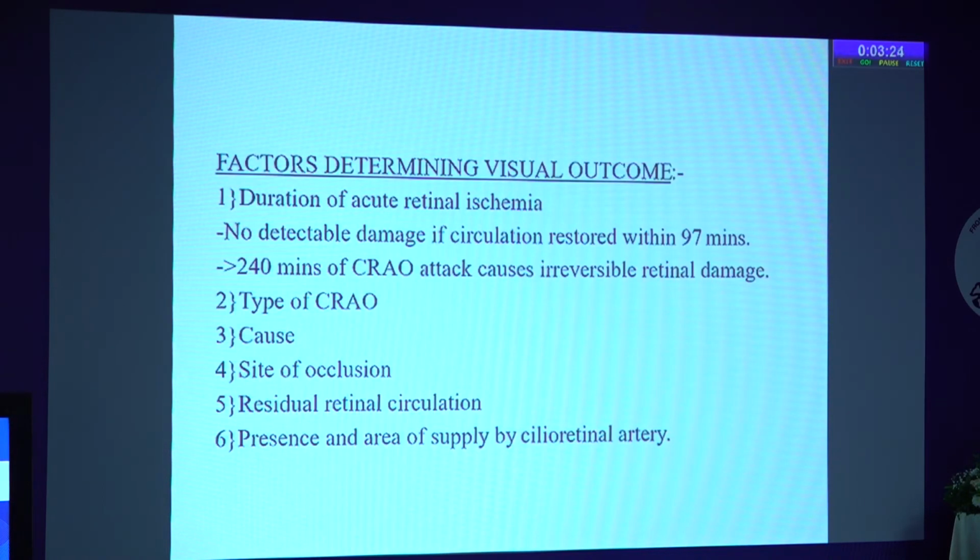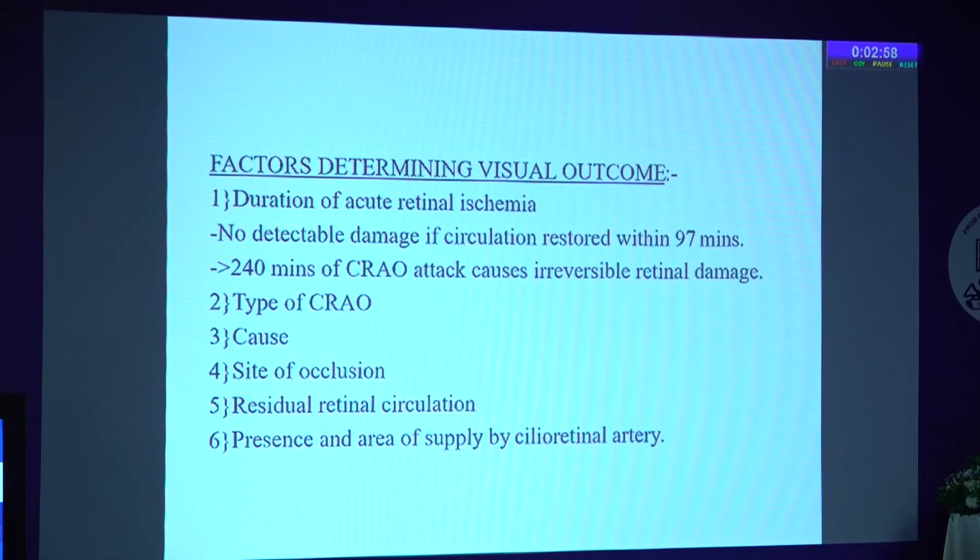So, what are the factors determining visual outcome in those patients? The duration of the acute retinal ischemia is important. If a patient presents within 90 to 97 minutes of the occlusion, you can have no detectable damage, and if circulation is restored, the patient may recover vision completely. But if it presents late, almost 240 minutes after the attack, it causes irreversible retinal damage. But the irony is that most patients come after many hours of the attack, so it is very difficult to restore the vision in those cases.